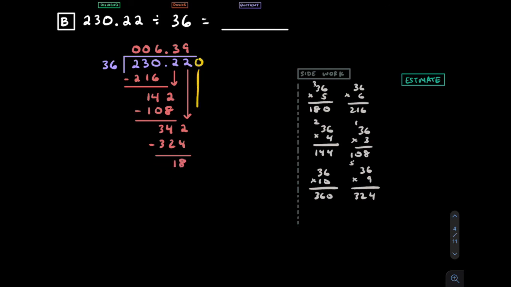Remember, we can add a 0 in our dividend and bring it straight down to team up with the 18 to make 180 and repeat this process again. Since we already knew 36 times 5 is 180, we can put that in our quotient. 5 times 36 is exactly 180. We subtract to get our final remainder of 0. Our quotient here is 6 and 395 thousandths.